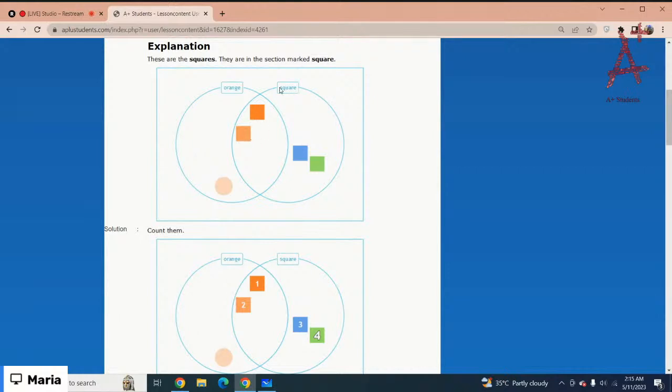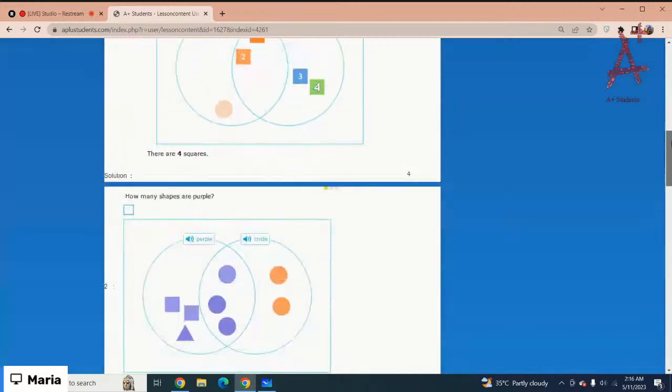So you can count the ones that are in the section named square. So it would be 1, 2, 3, 4. That means you have 4 squares. You don't have to count the ones that are only in the orange. Got it? You just have to count the squares. Basically, they are overlapping. This is the common portion for both square and orange. So these two are squares and orange as well. Got it? Okay, let's just see the next example.